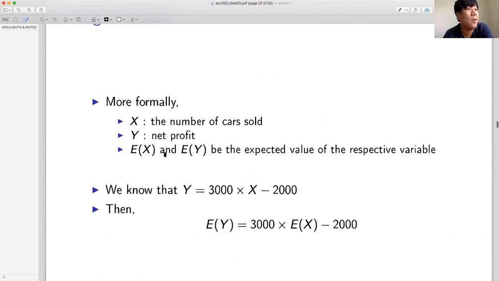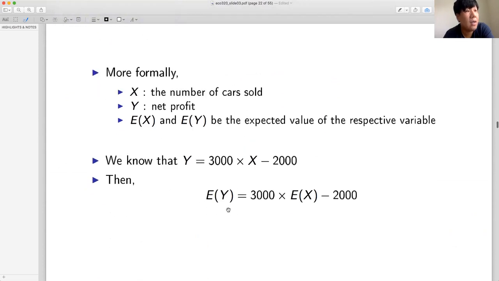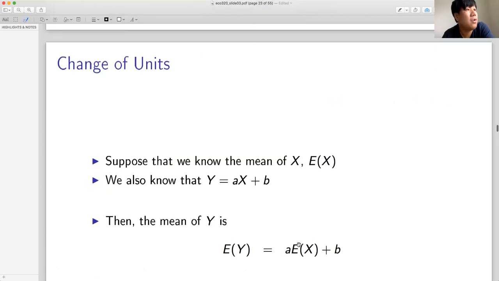So more formally, the expected value of Y, which was the expected profit, is equal to 3,000 times the expected value of X minus 2,000. So we know the net profit equals 3,000, the profit for each car, times the number of cars sold, minus 2,000. We take the average of this. So the expected value of Y equals 3,000 times the expected value of X minus 2,000. So our expected value of Y was 3,000 times 0.66 minus 2,000. This is something I just covered.